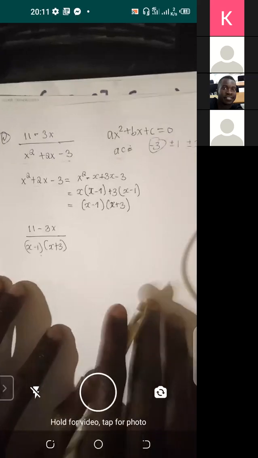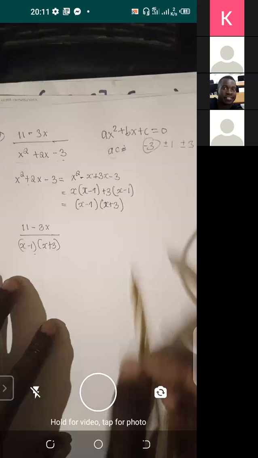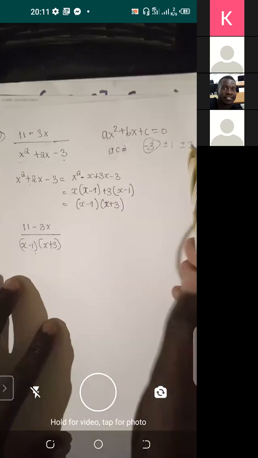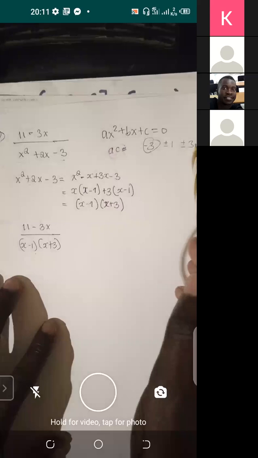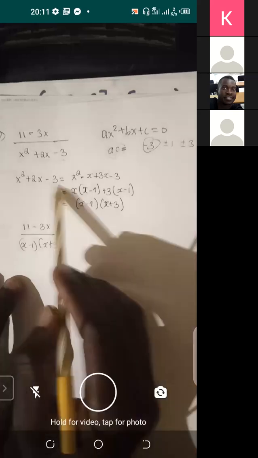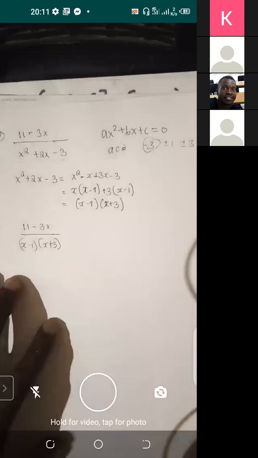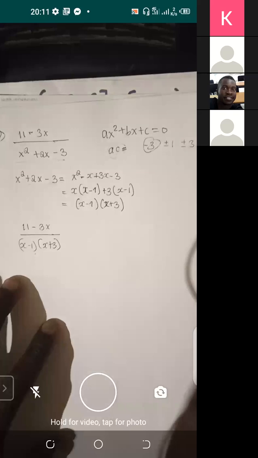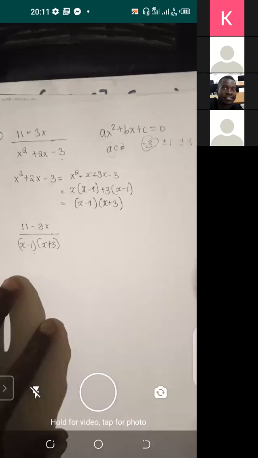I see, okay, I say negative 1 and plus 3, because negative 1 plus 3 gives a 2, which is here, and negative 1 times positive 3 gives a negative 3. So I can use this one. It's simply factorization. I thought you're supposed to know how to factorize quadratic equations.